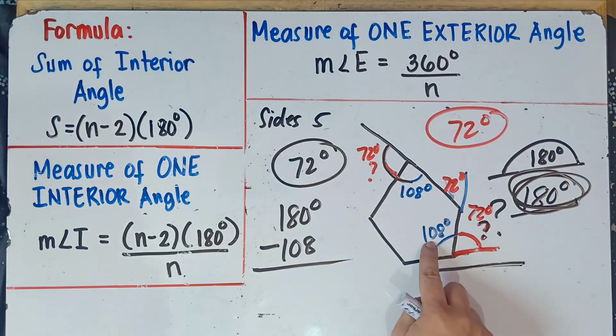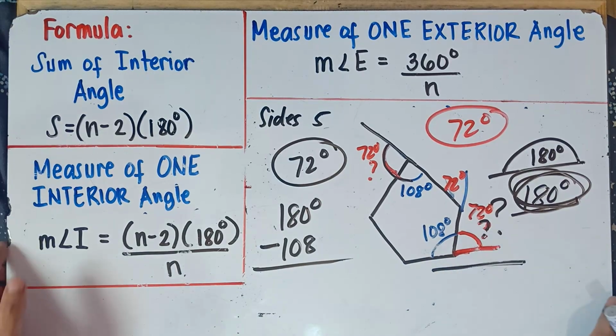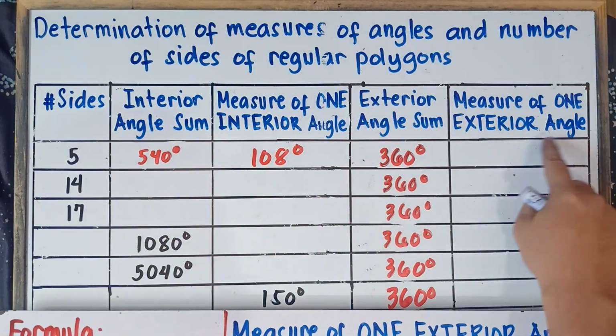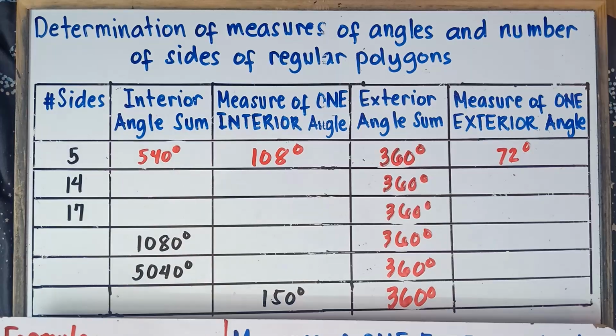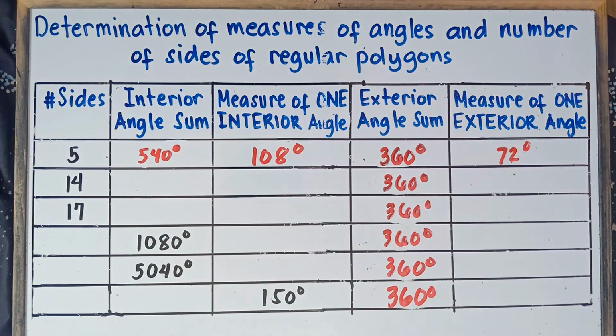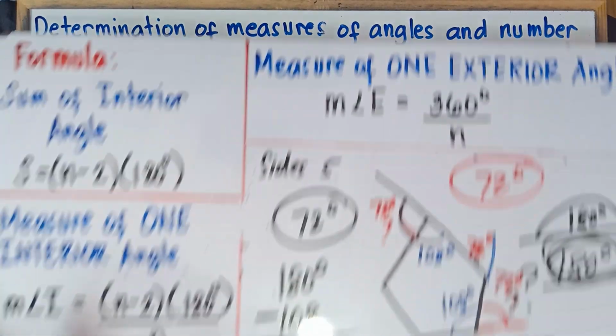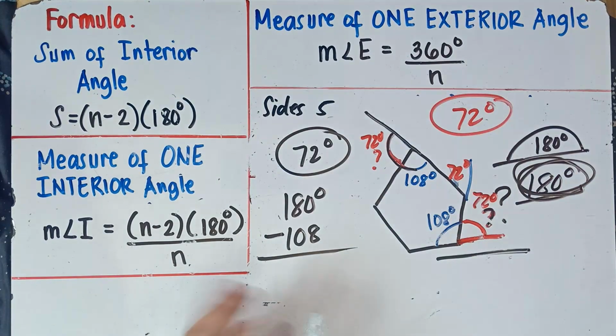Once again, class, this is 108, therefore this is 72 degrees. So we know that the measure of one exterior angle would be 72 degrees. And then you're all set, class. Simple as that. Okay? But once again, if you use the formula, that's okay.